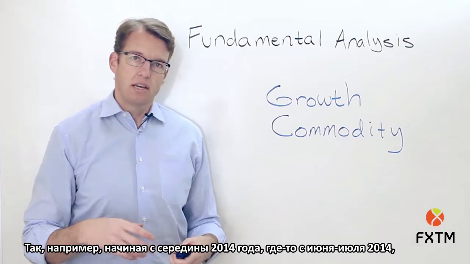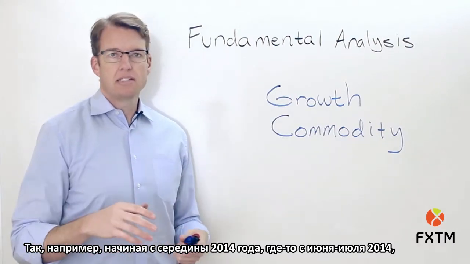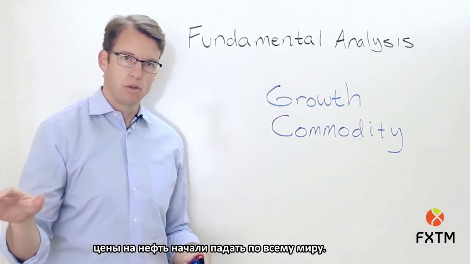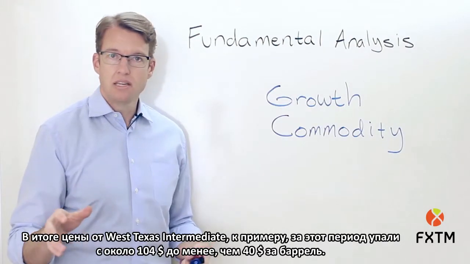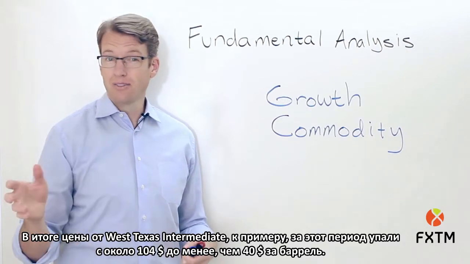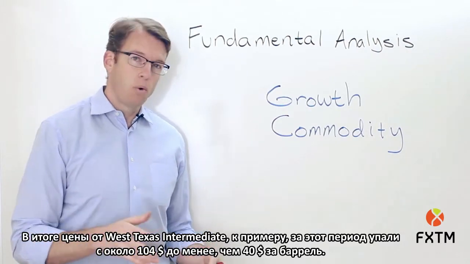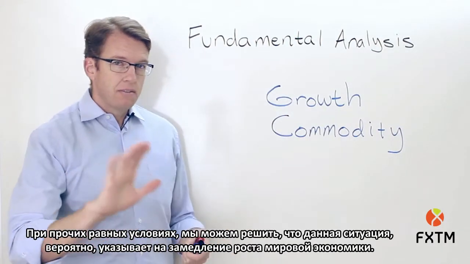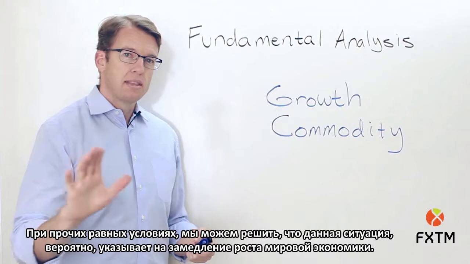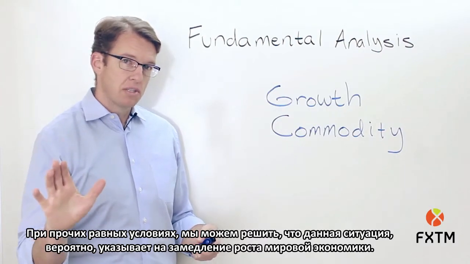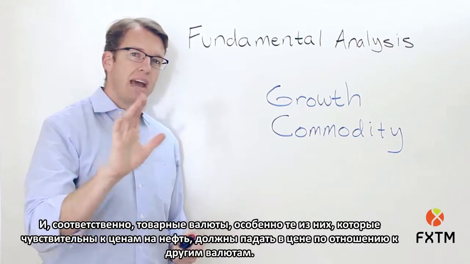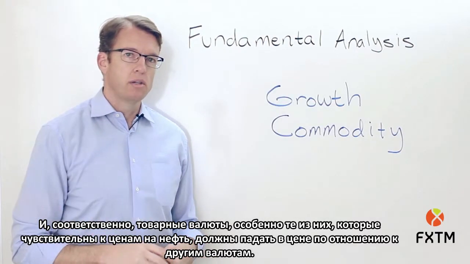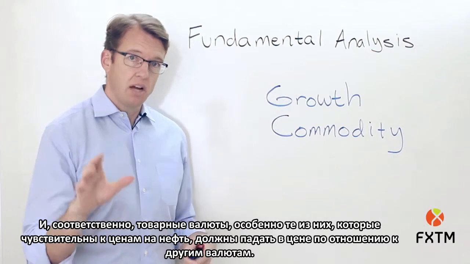But it can also work against you. So for instance, starting at about the middle of 2014, so June, July 2014, oil prices really started to come down globally. So West Texas Intermediate prices, for example, came from about $104 per barrel to less than $40 per barrel during that period of time. So we would expect, again, if everything else is held equal, that probably indicates that economic growth is slowing down a little bit globally, and that commodity currencies, especially those who are very sensitive to the price of oil, should be devaluing against other currencies.